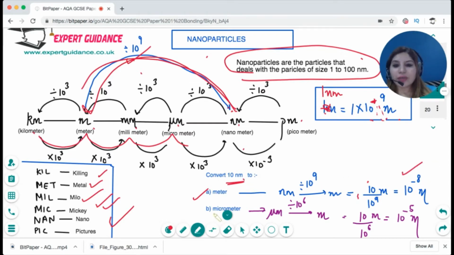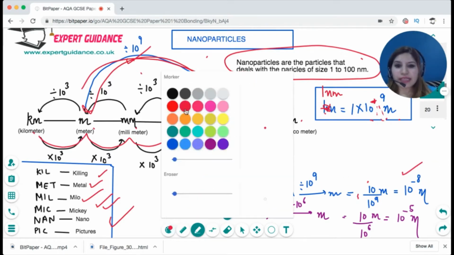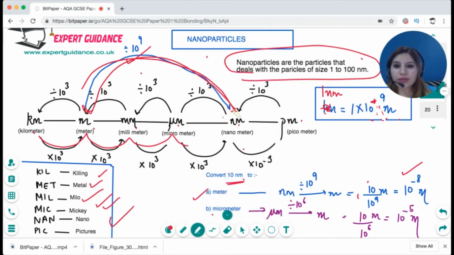Convert 10 nanometers to micrometers. So now let's see how you do that. 10 nanometers is here, micrometer is here. They both have to be divided by 10 nanometer to micrometer. So this is 10 nanometers, this is millimeter. So if you are converting 10 nanometers to a millimeter, you divide it by 10 to the power 6. So that becomes 10 to the power minus 5 meters. So I hope this is clear to you.